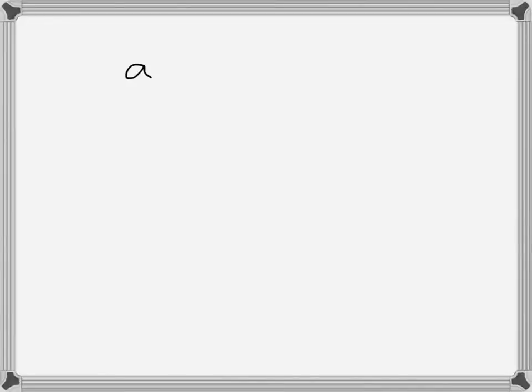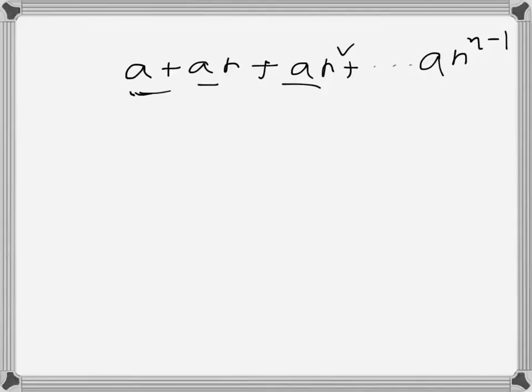If we have a series which goes like this, ar to the power n minus 1, let's say. So instead of a common difference between successive terms, there is a fixed common ratio. Then we call it a geometric series. So in this one we can see that the common ratio is r: ar over a, or ar squared over ar. So r is the common ratio and the first term is a.